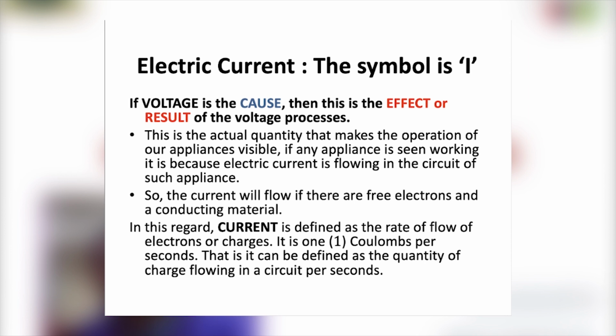If any appliance is seen working, it's because electric current is flowing in the circuit. So, current will flow if there are free electrons and a conducting material. In this regard, we can say current is defined as a rate of flow of electrons or charges. It's 1 coulomb per second. That is, it can be defined as a quantity of charge that is flowing in the circuit per second.